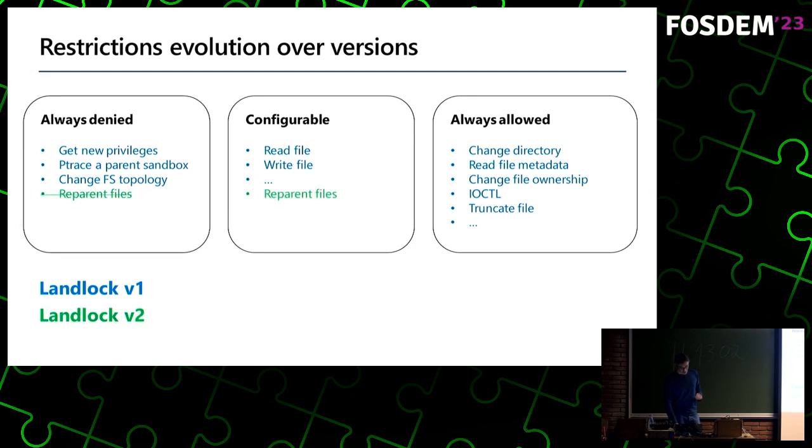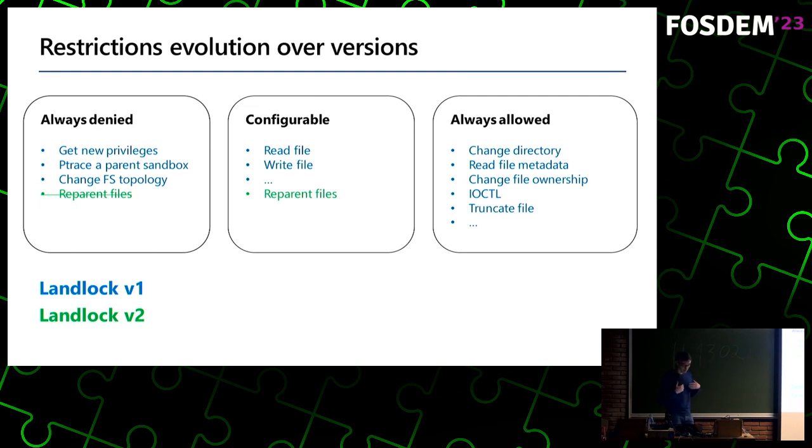The second version of Landlock added a new access right, which is a way to reparent files. At first, it was denied to change the parent directory of a file for security reasons, because Landlock is based on file hierarchy identification, and that was kind of complex.